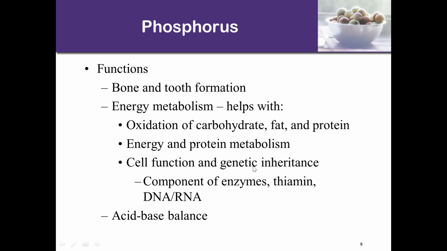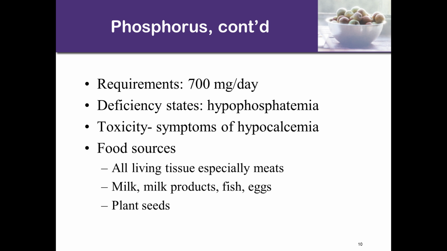They help in the transfer of characters, or DNA, from parents to offspring. Phosphorus is a major component of enzymes, and thiamine, DNA and RNA contain phosphorus as a backbone. It also helps in acid-base balance. The concentration of phosphorus required per day is 700 mg per day.